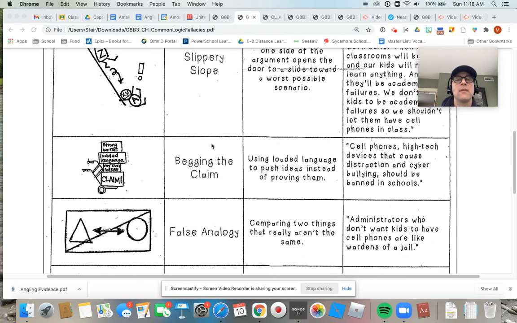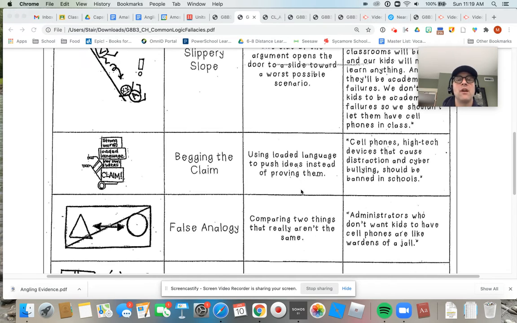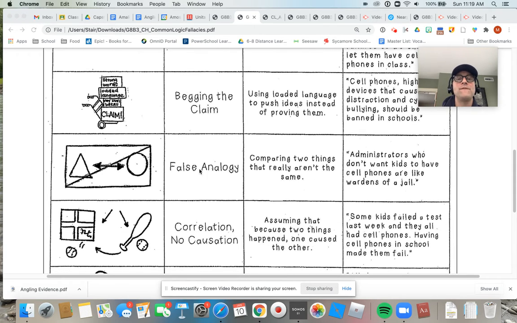Doesn't really work. Begging the claim. Use loaded language to push ideas instead of proving them. Cell phones, high-tech devices that cause distractions and cyberbullying should be banned in school, right? So there's a lot of big words in here, high-tech, cyberbullying, but what have they actually done? So be careful about using overly big adjectives and loaded language to push an idea rather than, again, explaining something.